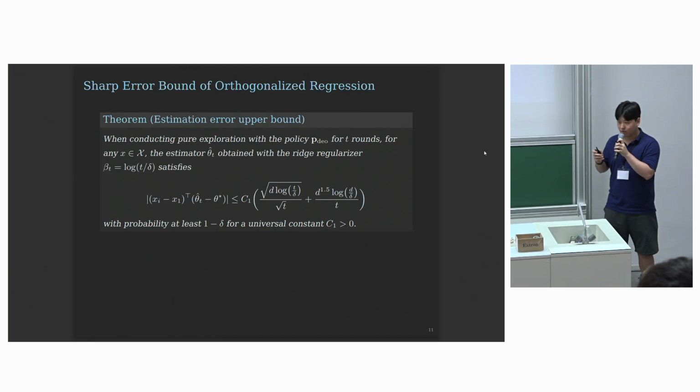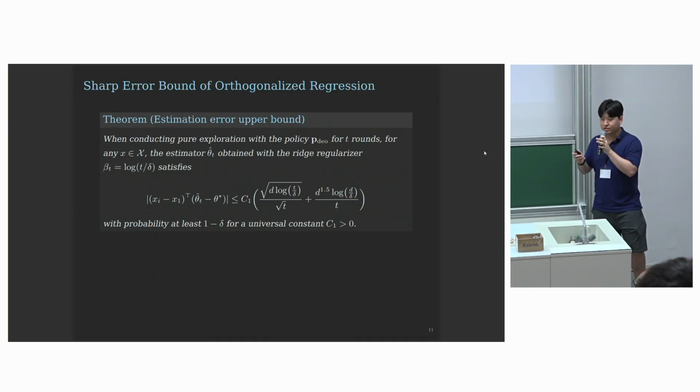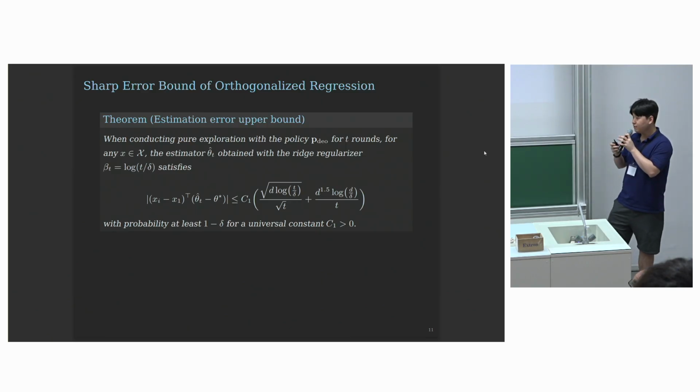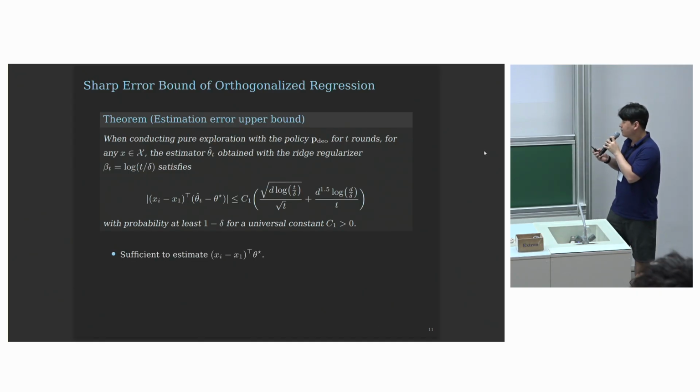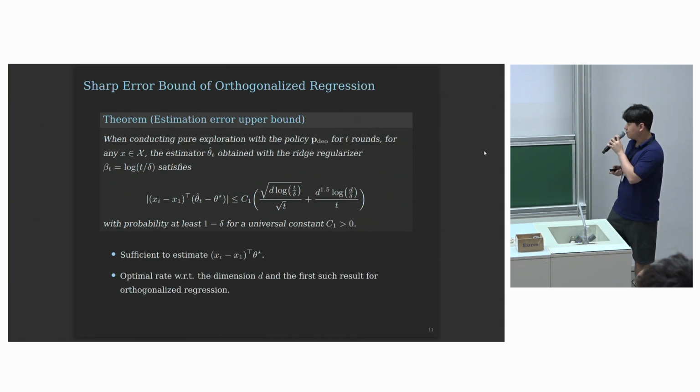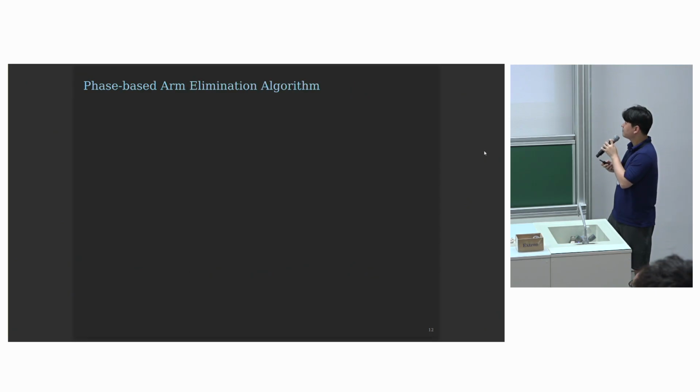And prior work only depends on some Cauchy-Schwarz based analysis. As you know, when you analyze estimation error via Cauchy-Schwarz, we cannot achieve the optimal rate with respect to dimension d. So again, it is sufficient to estimate xi minus x1. And also, this is the optimal rate with respect to dimension d, and this is non-asymptotic.